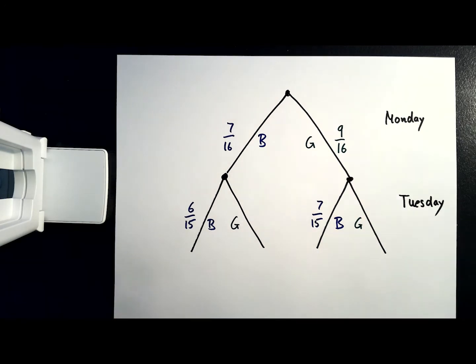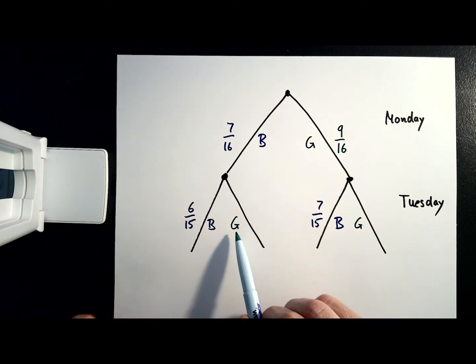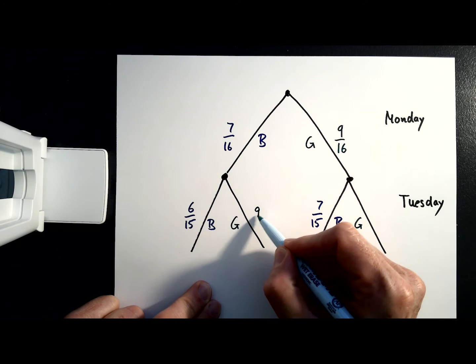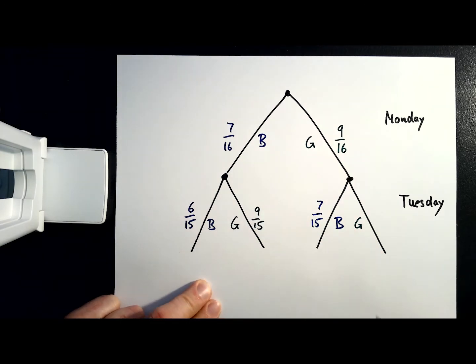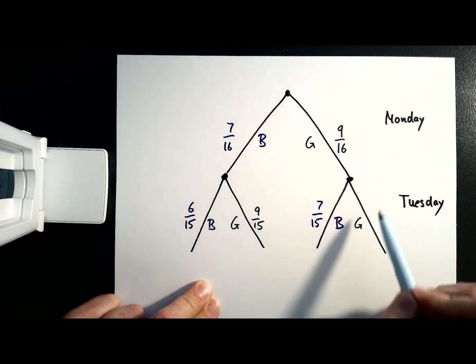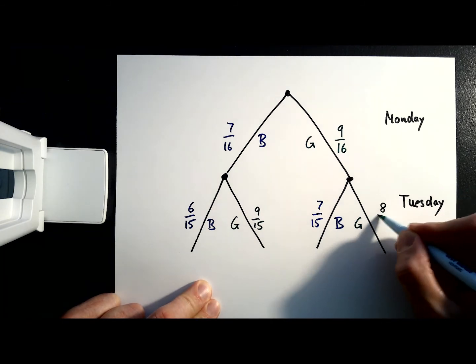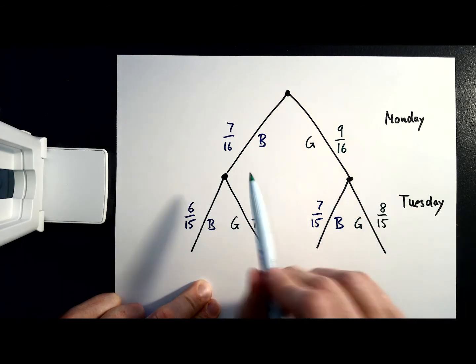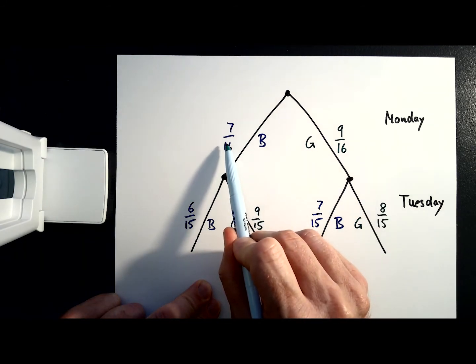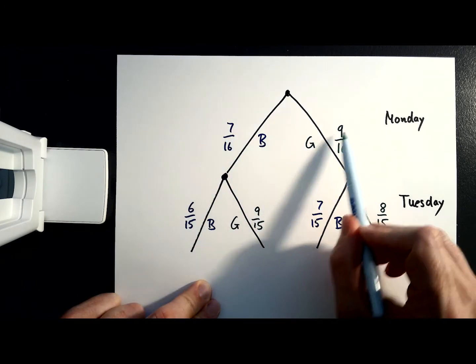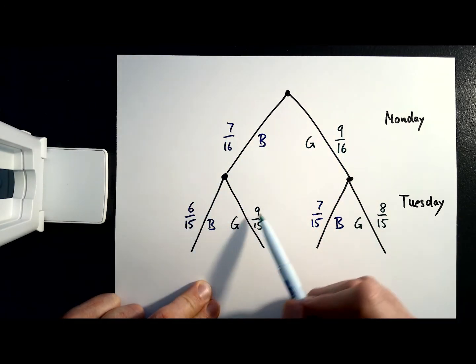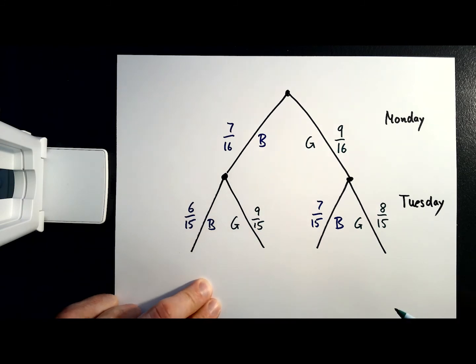7/15. The same calculations can be made if you pulled out a blue shirt on Monday, then your probability of pulling out a green shirt on Tuesday is 9/15. And if you pulled out a green shirt on Monday, then pulling out another green shirt on Tuesday is now 8/15. And again, note that the probabilities are summing up to 1. 7 plus 9 is 16. And 6/15 plus 9/15 is equal to 1. And the same is true here.